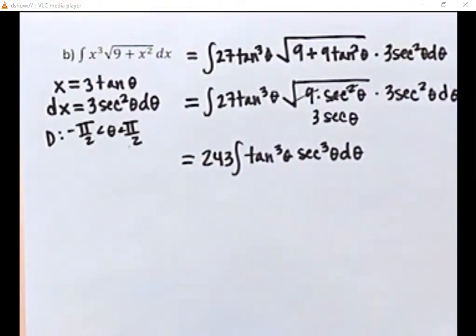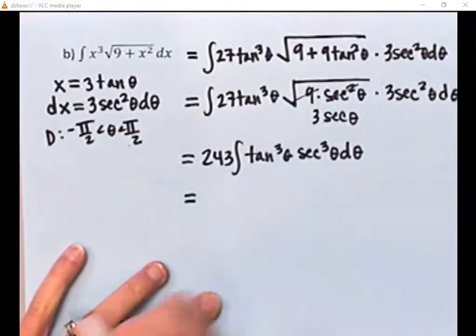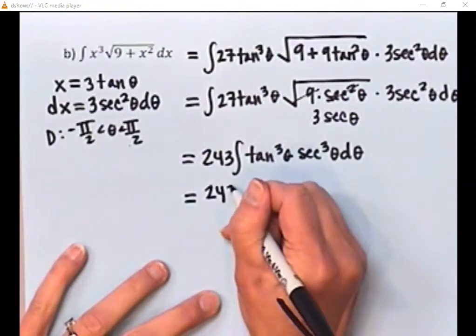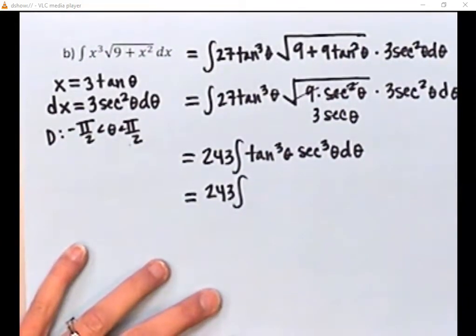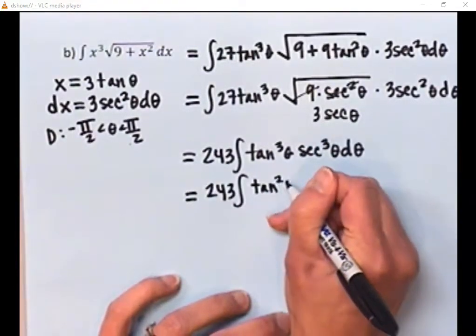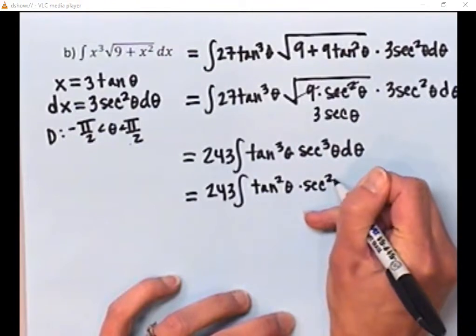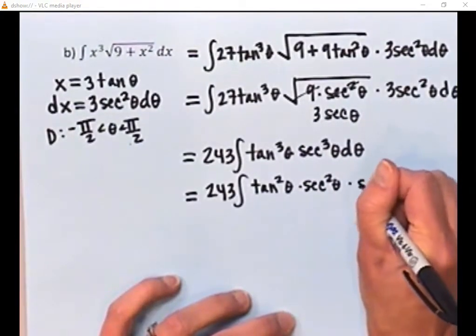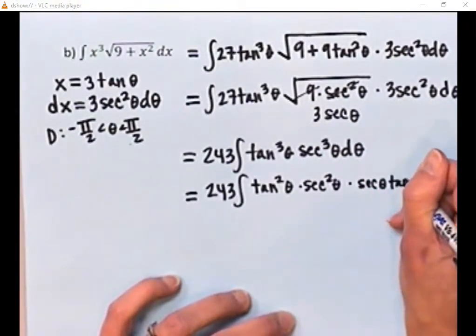Tangent cubed, secant cubed. Tangent, secant. And then let u be something. Okay, what do we want to try? If you leave a tangent and a secant out, right, you're letting u be secant squared. Is that what you're thinking? Sure. Okay, so let's go ahead and do that. So this would be a tangent squared and a secant squared. And we're going to leave a secant tangent over here as the derivative.